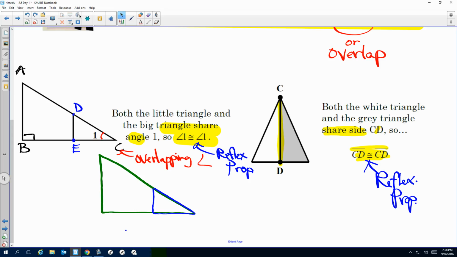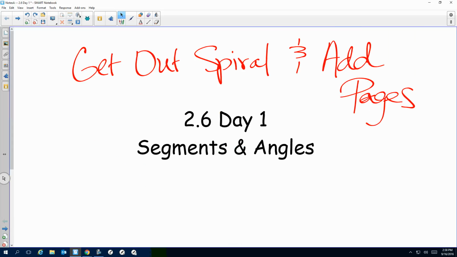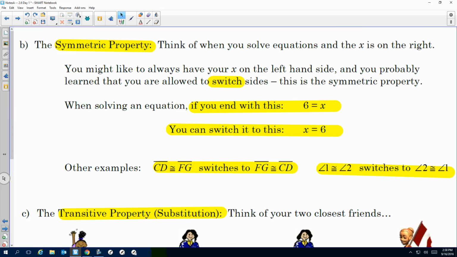All right, now, I went the wrong way. Symmetric property, same thing, we're looking for a switch. And I just showed an example of that. If you end with 6 equals x, I can switch it to x equals 6. So we're going to start seeing switches on sides. Here's a switch of a segment. Segment CD is congruent to segment FG. We switch it to segment FG is congruent to CD.